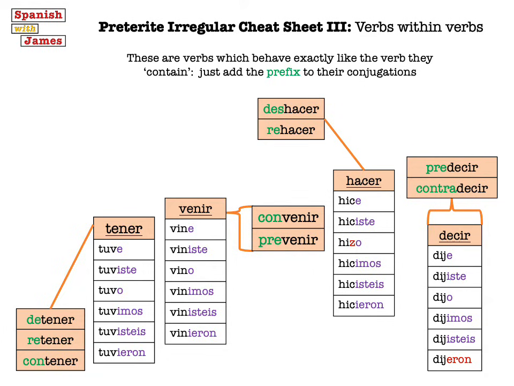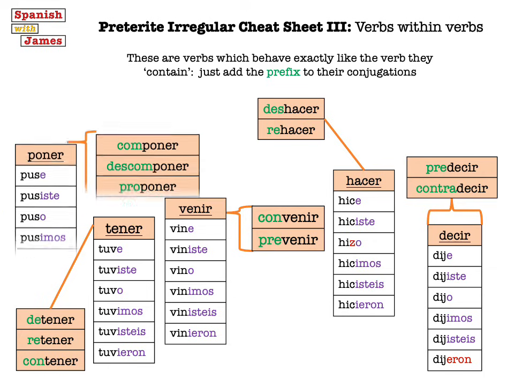And actually the word contra on its own is a preposition which means against. So if you think about contradecir as a verb and you break it down to contra and decir, it literally means against, to say. So it's almost like what you're saying is going against what someone else is saying, and that is what it means to contradict someone. So you can see there that this is actually really logical.